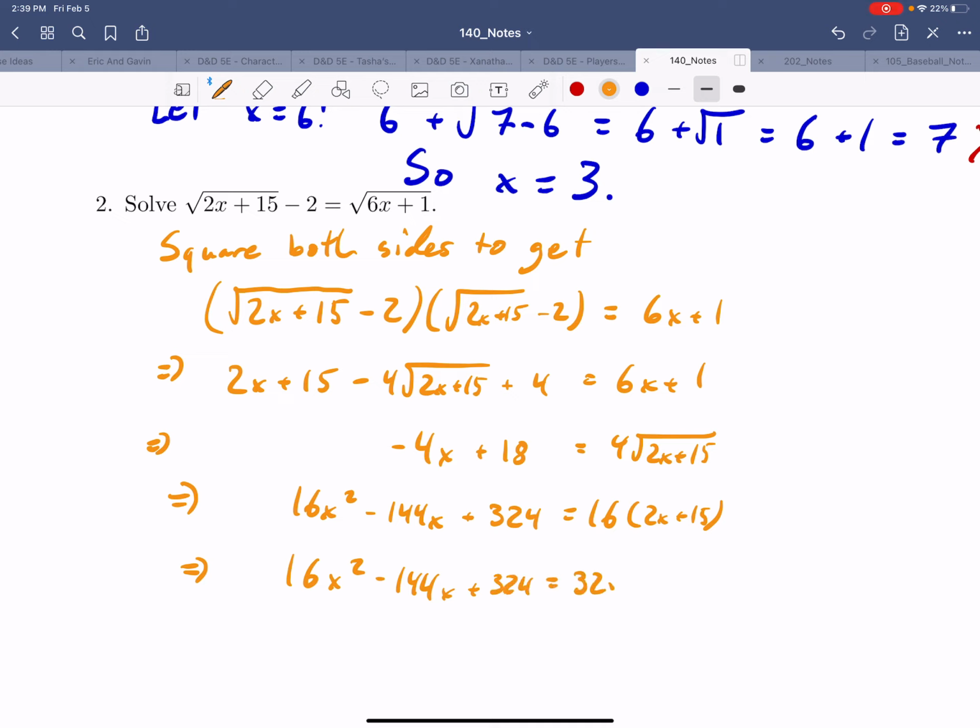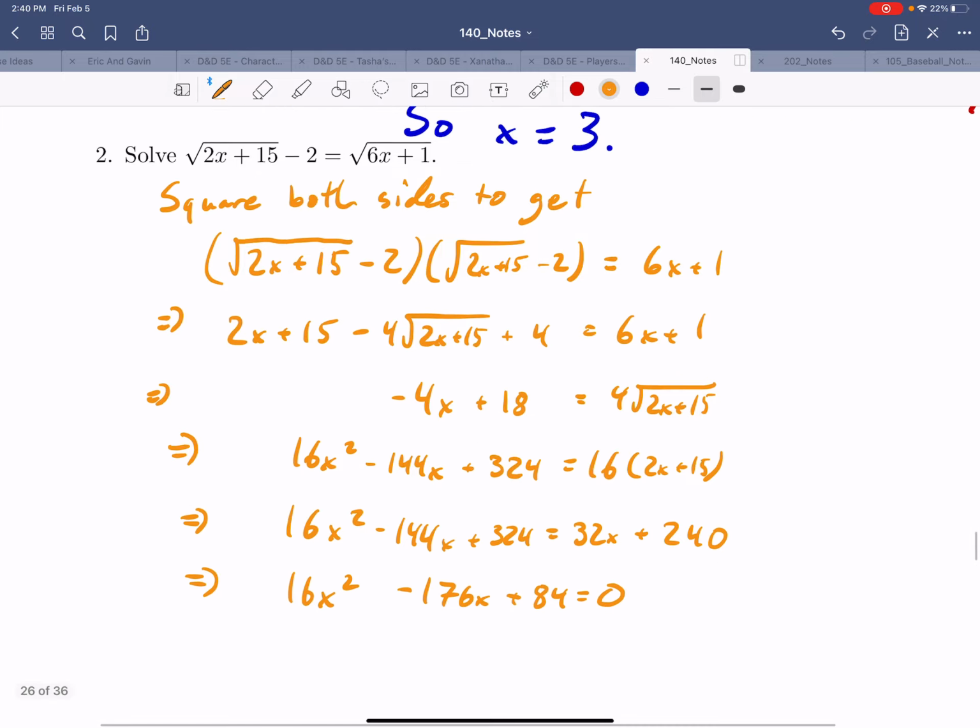This is going to be 32x plus, what's 16 times it? Well, 16 times 10 is 160. 16 times 5 is 80. So I guess we're going to have 240. Let's subtract everything over. And now at this point, it's just combining the like terms, right? We get 16x squared minus, so we're subtracting 32x. I think we're getting 176x plus, I guess when we subtract 240, we're going to get 84 equals 0.